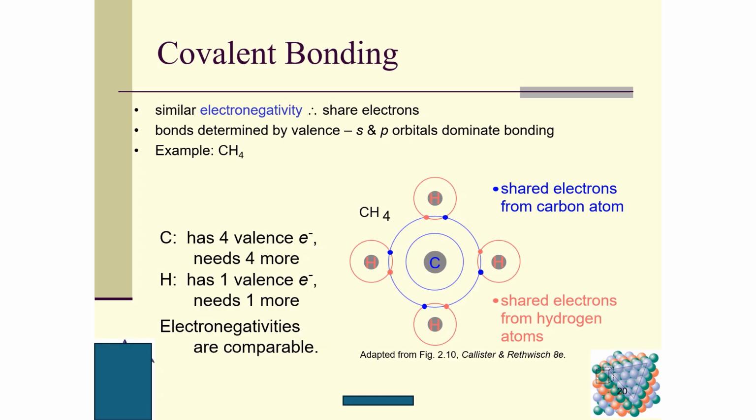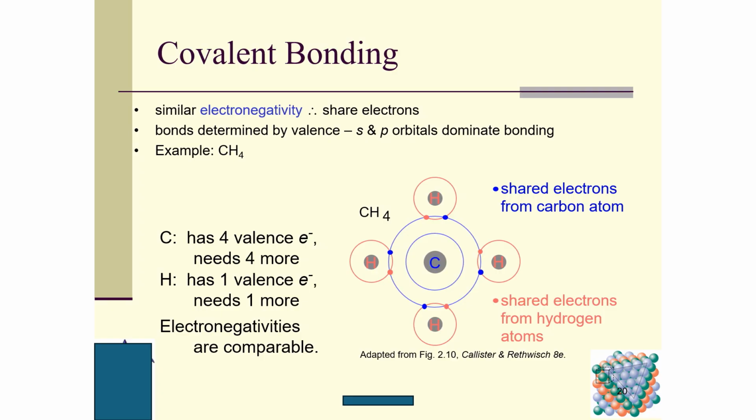And this is a bond determined by valence. S and P orbitals dominate the bonding. For example, this is CH4. C is carbon, H is hydrogen. You can see a carbon has 4 valence electrons and needs 4 more electrons to achieve the stable state. The hydrogen has 1 valence electron, right? And it needs 1 additional electron to achieve the stable state. The electronegativities are comparable for carbon and hydrogen.